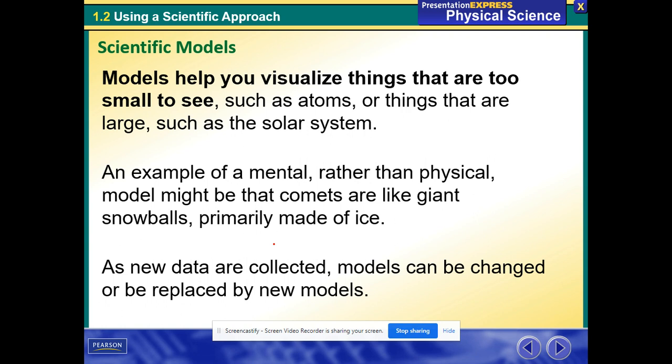Now, as new data is collected, models can change and be replaced with new models. This has happened over and over again, especially with the solar system. First, Pluto was a planet, and then it wasn't a planet. And as we get more information, these models change.